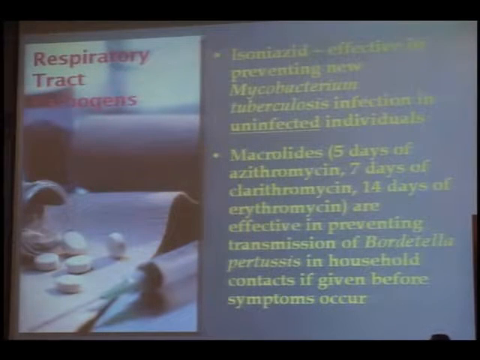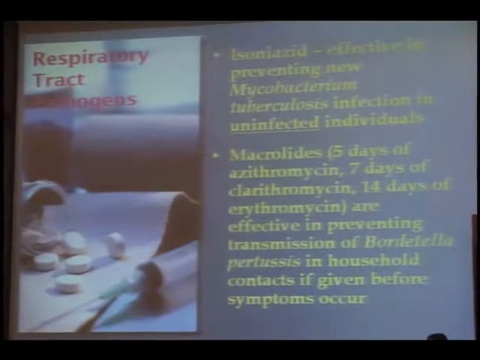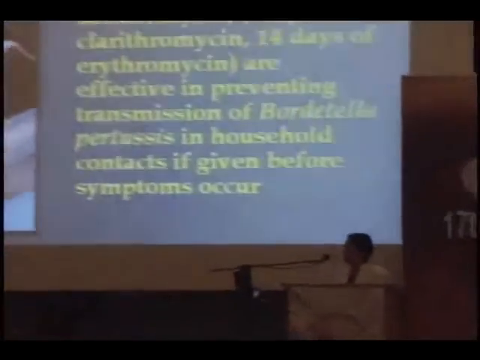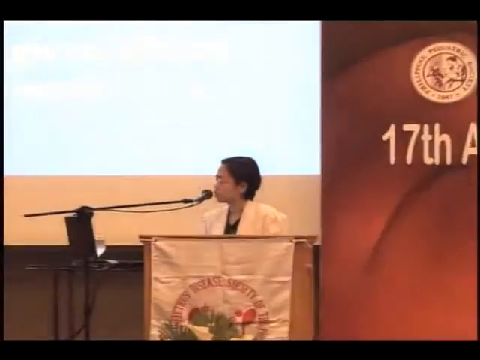For respiratory tract pathogens, we all know that isoniazid is effective in preventing MTB infections in uninfected individuals. So this has to be clear. The patient has to be uninfected at the time of prophylaxis. On the other hand, for Bordetella pertussis, macrolides consisting of either azithromycin for 5 days, clarithromycin for 7 days, or erythromycin for 14 days are effective in preventing transmission of Bordetella pertussis in household contacts if given prior to onset of symptoms.